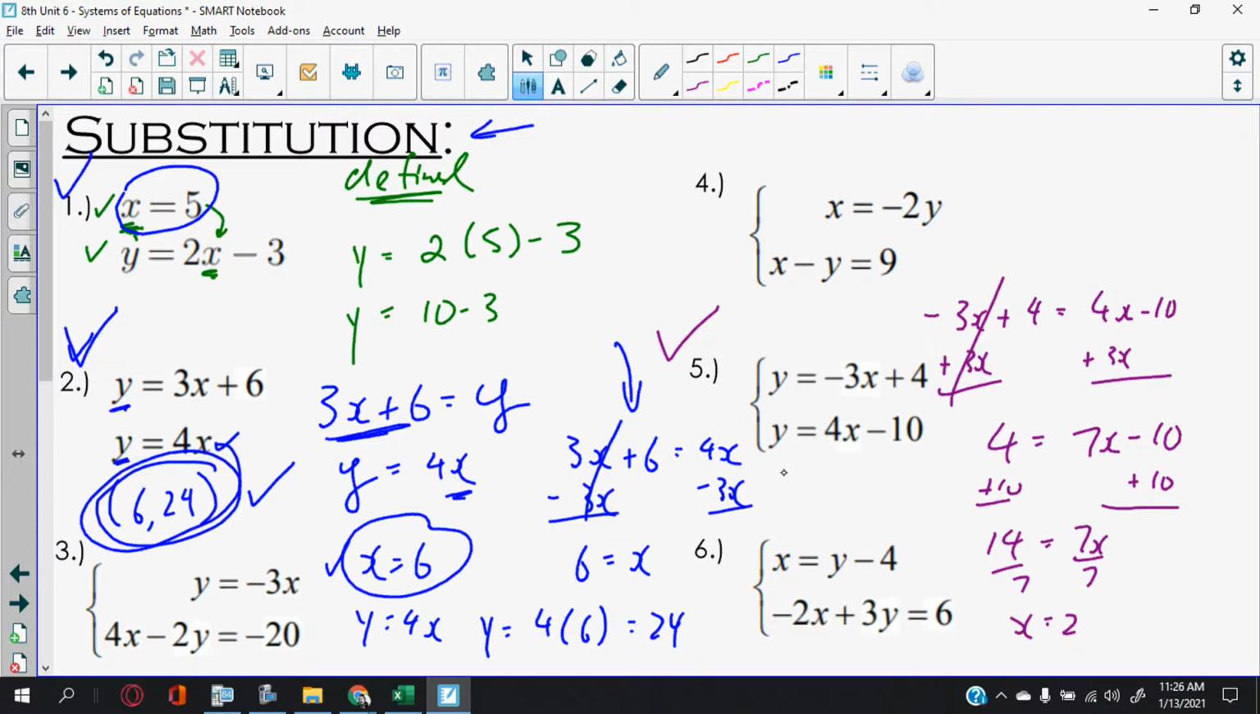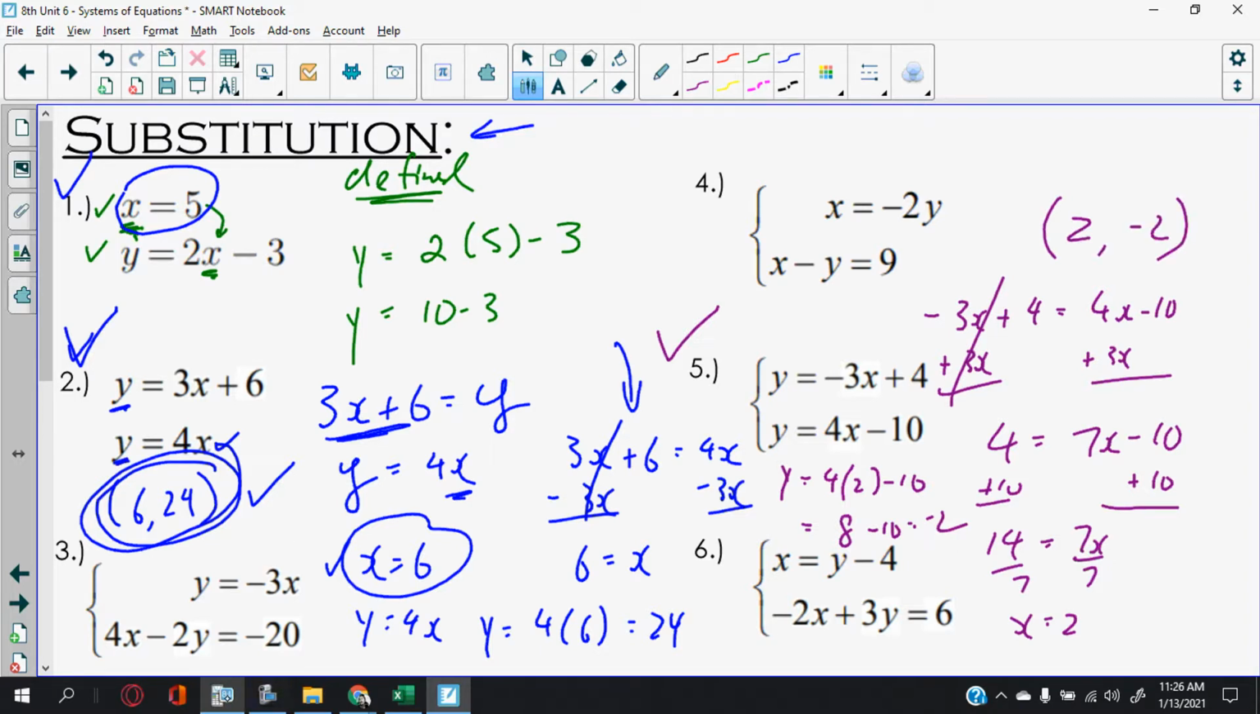Okay. So let's see. I'll just use the second. 4 times 2 minus 10. 4 times 2 is 8. 8 minus 10 is negative 2. So it looks like the solution is 2, negative 2.